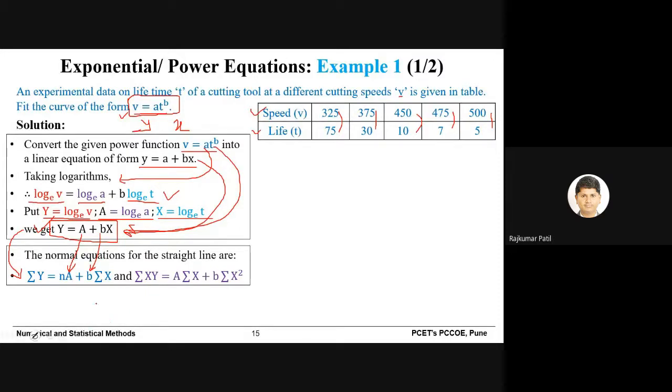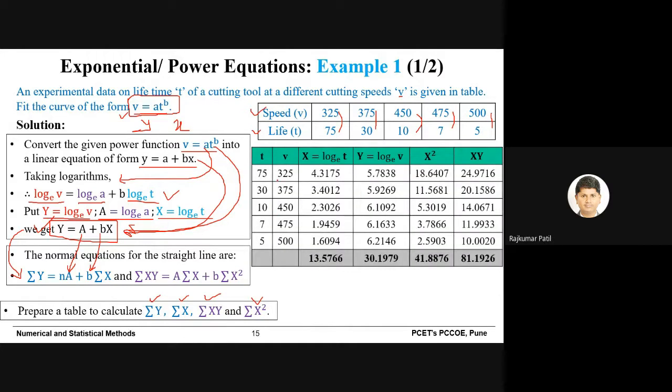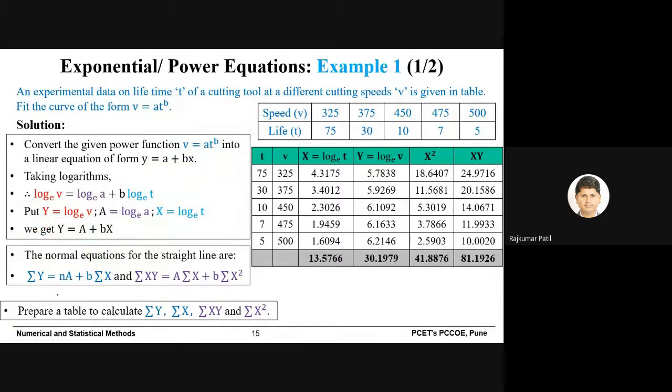So here, two equations, two unknowns. Now we need to prepare a table through which we can calculate summation y, summation x, summation xy, and summation x square. So you need to prepare the table carefully. In column number 1, you need to put the values of t. So you can see here t. Then in the second column, you need to put the value of v.